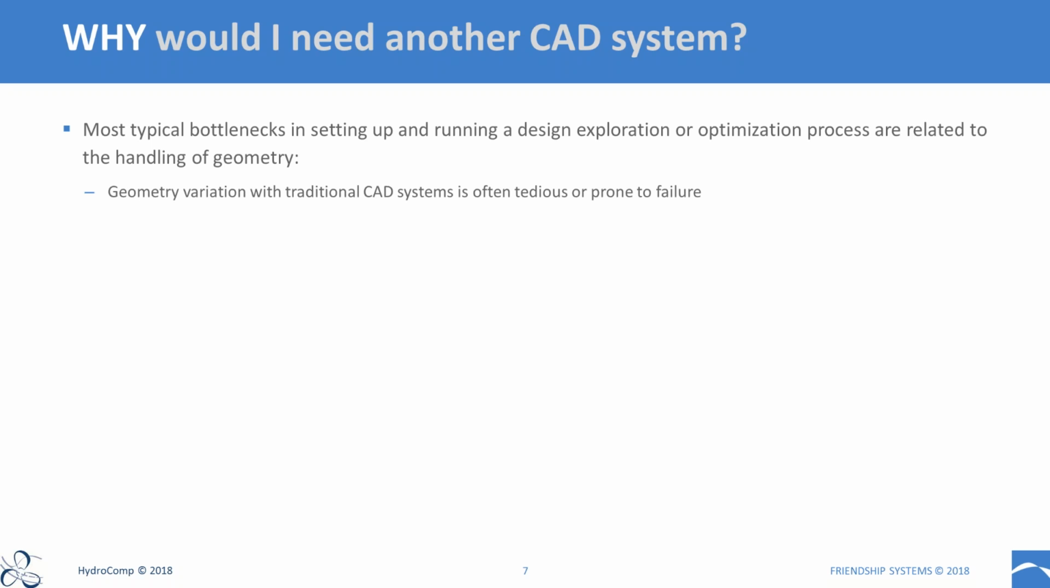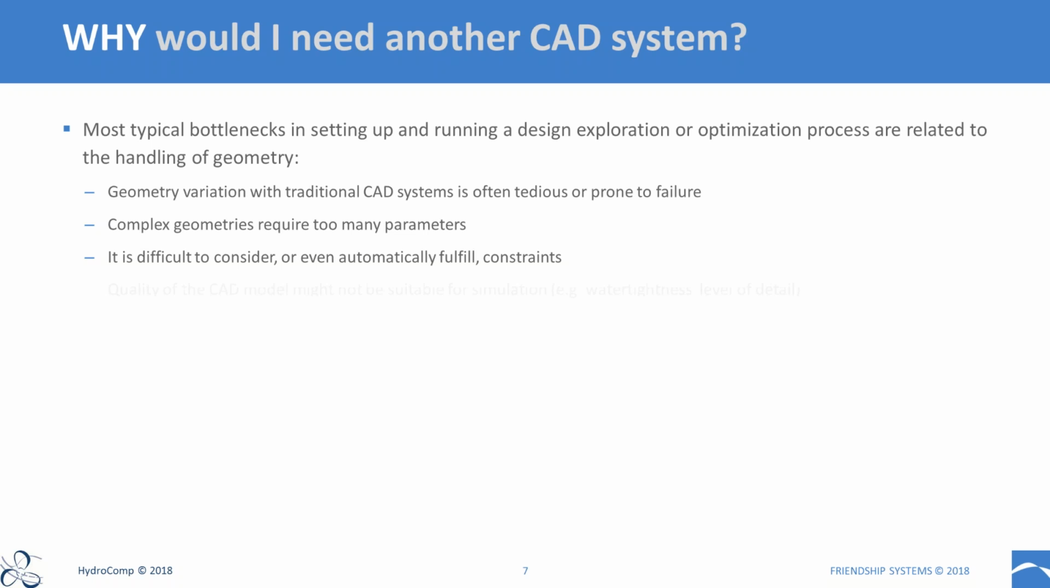So this could be the geometry variation is tedious, so it's very time-consuming, difficult to make specific changes to the geometry, or it's prone to failure, that when you try to change something automatically, the geometry breaks down. Also, complex geometries might have way too many parameters to be involved in an optimization process in an efficient way. Constraints are an important point. It might be difficult to consider or fulfill specific constraints that we have on our design during the optimization.